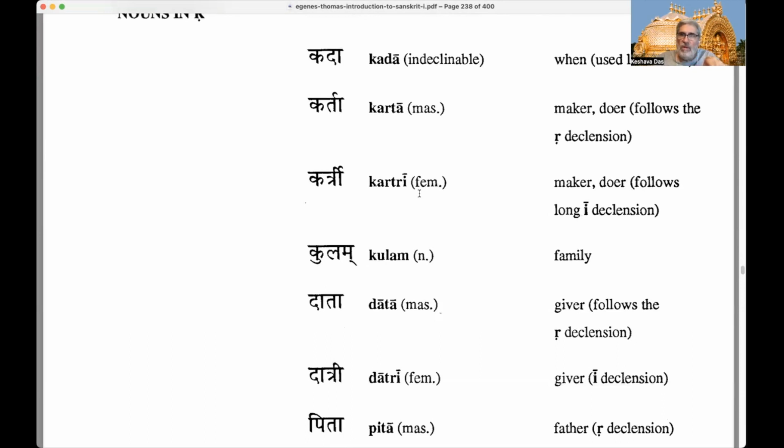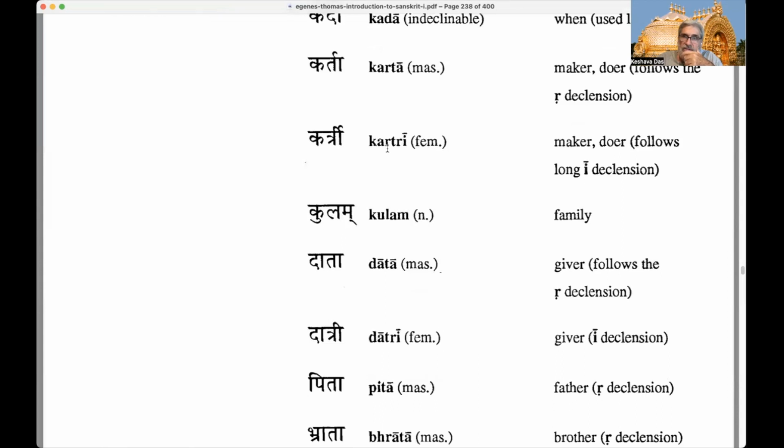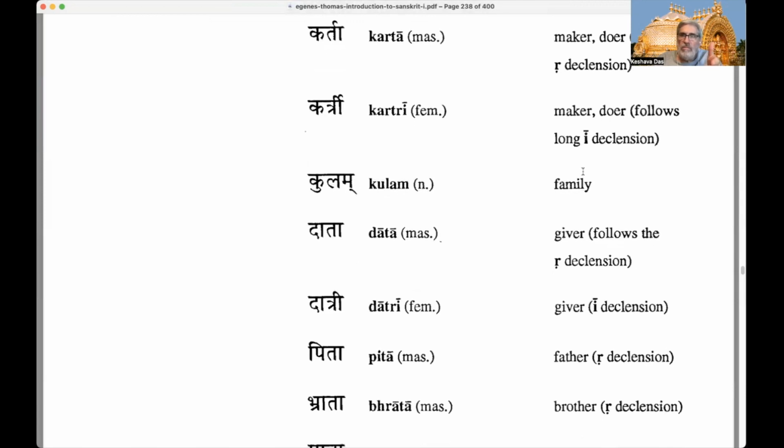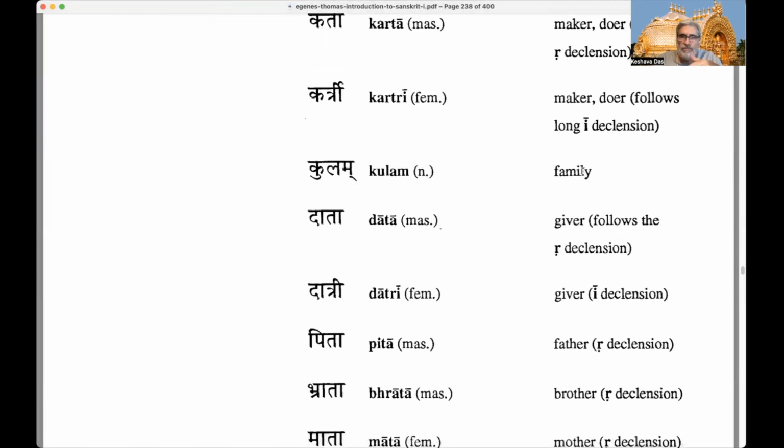Then we have the feminine form. A masculine doer would be karta. A feminine doer would be kartri, with a long i. When it's masculine, it's declined like a ri-ending noun. But when it's feminine, it's declined like a long i ending noun, like the word gopi, which is a feminine long i ending noun. So we know how to do that. Kulam is neuter, like phalam, and it means family.